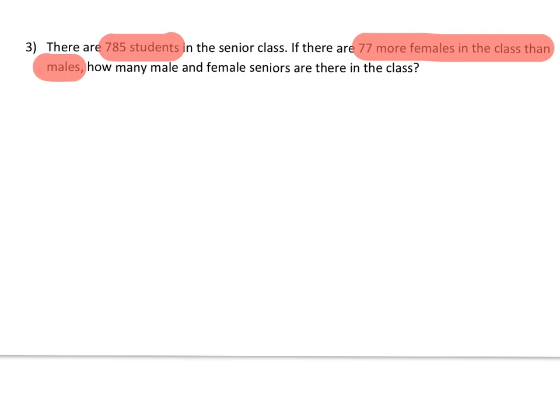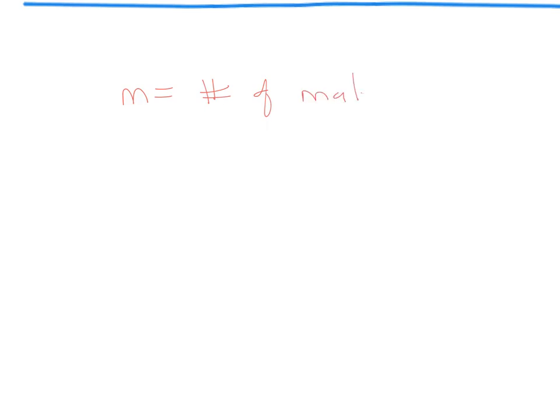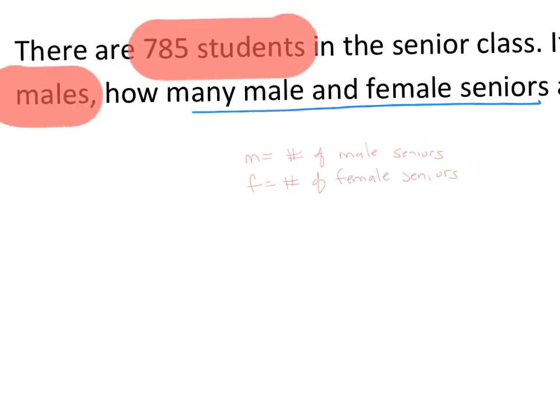Okay, so first off, let's define our variable. I'm looking for how many male and female seniors. So I'm going to use M and F. So M, number of male seniors, and F will be number of female seniors. Okay, all right, so now let's go back up here and look at our first sentence.